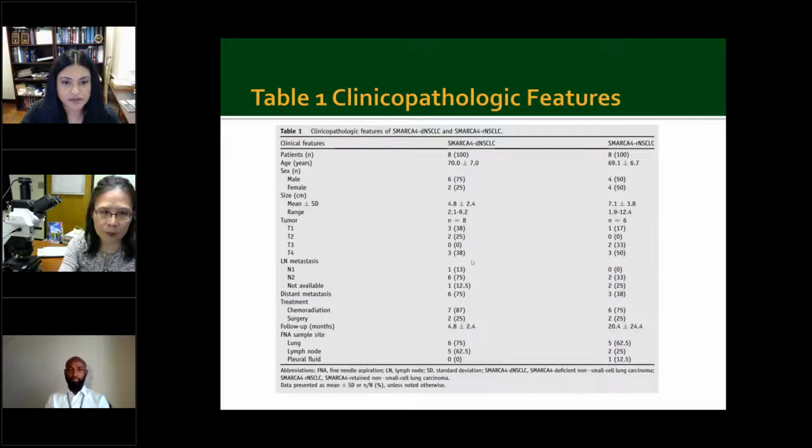So this is table 1 from your study, and it shows a side-by-side comparison of the two groups, the deficient group versus the retained group, to show some of the clinical features, some of which I mentioned previously. There was a slight male predominance found in the deficient group, which was an interesting finding. And down here around the lymph node metastasis, you can see more lymph node metastasis seen also in the SMARCA4 BRG1 deficient group. And predominantly these samples were from the lung or lymph nodes.